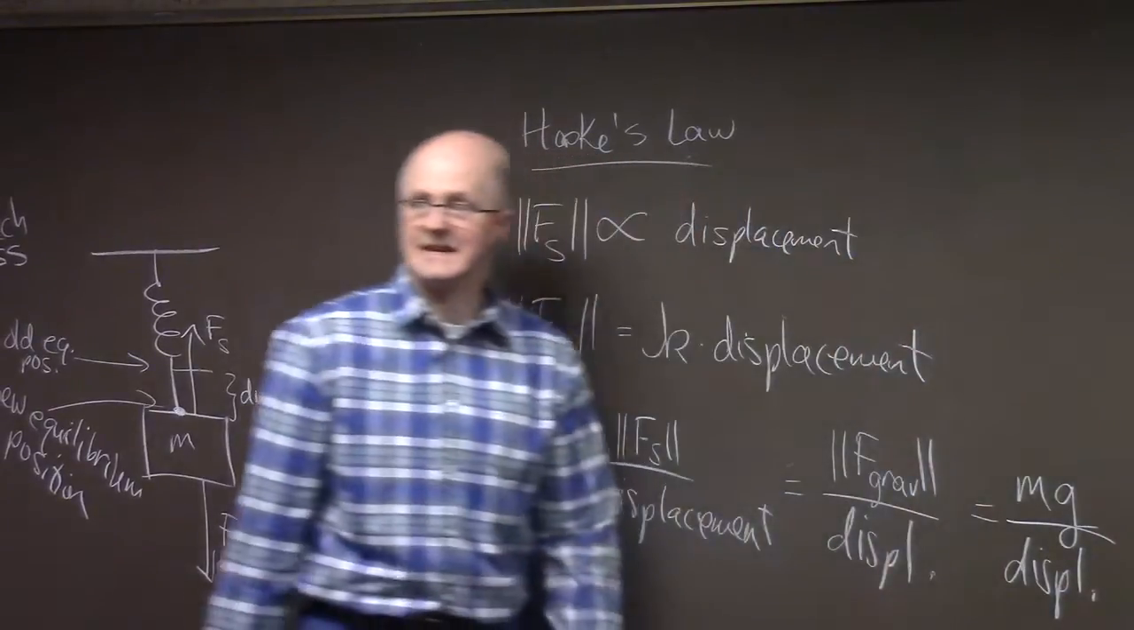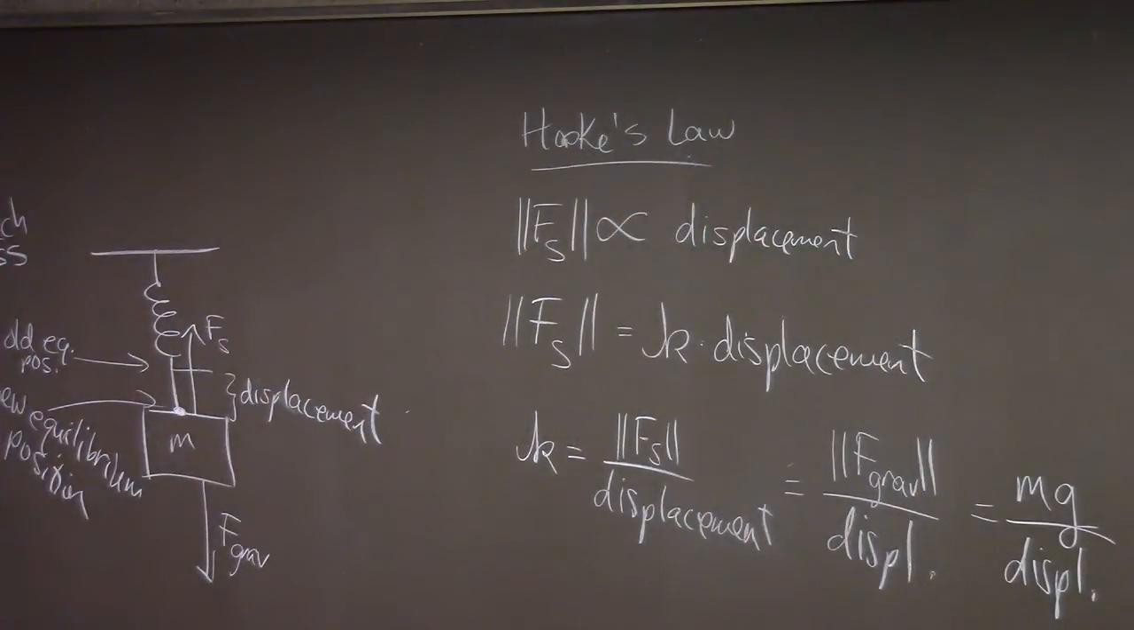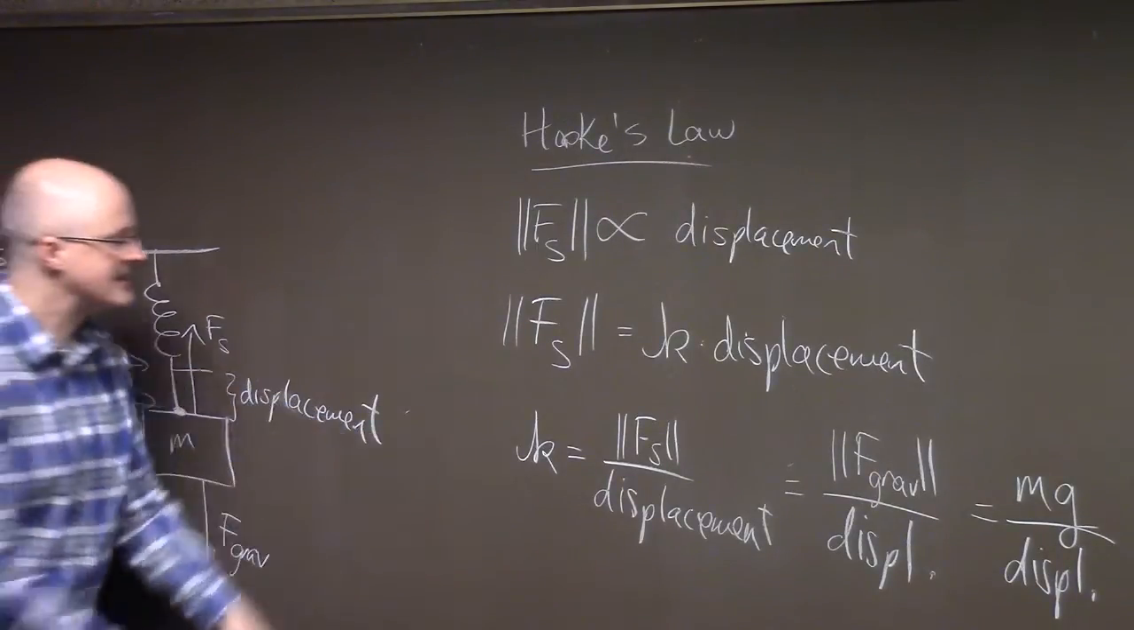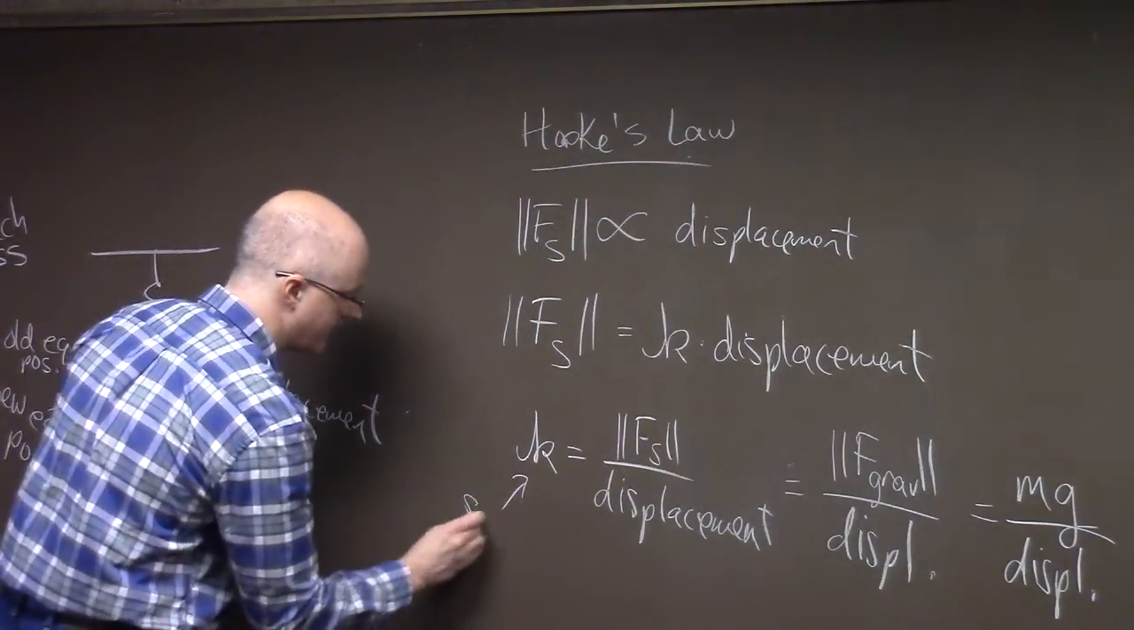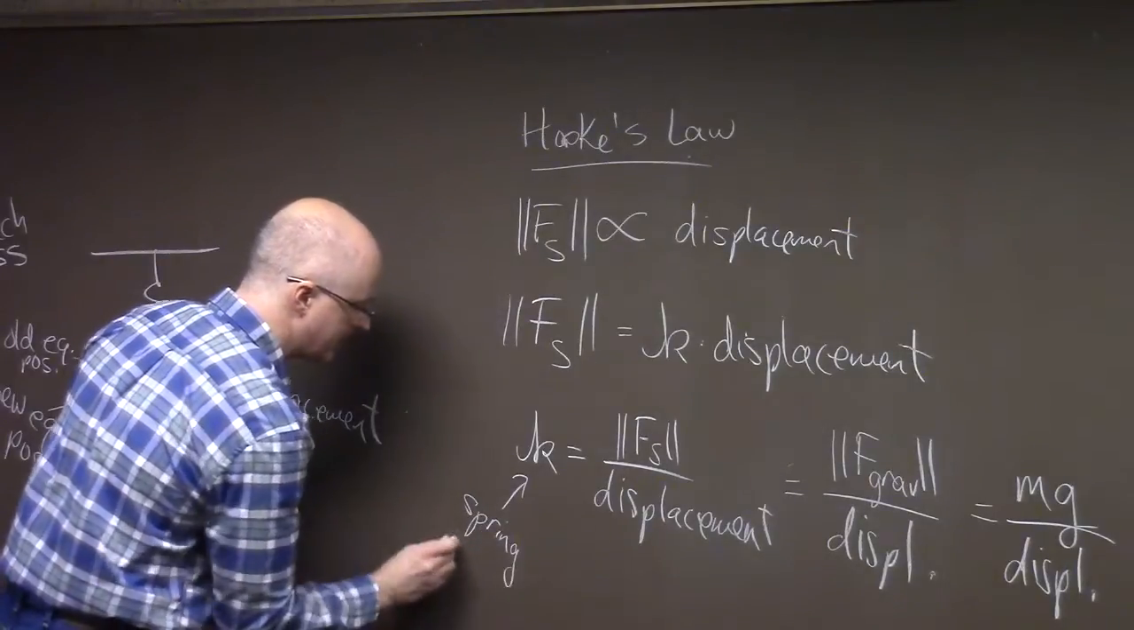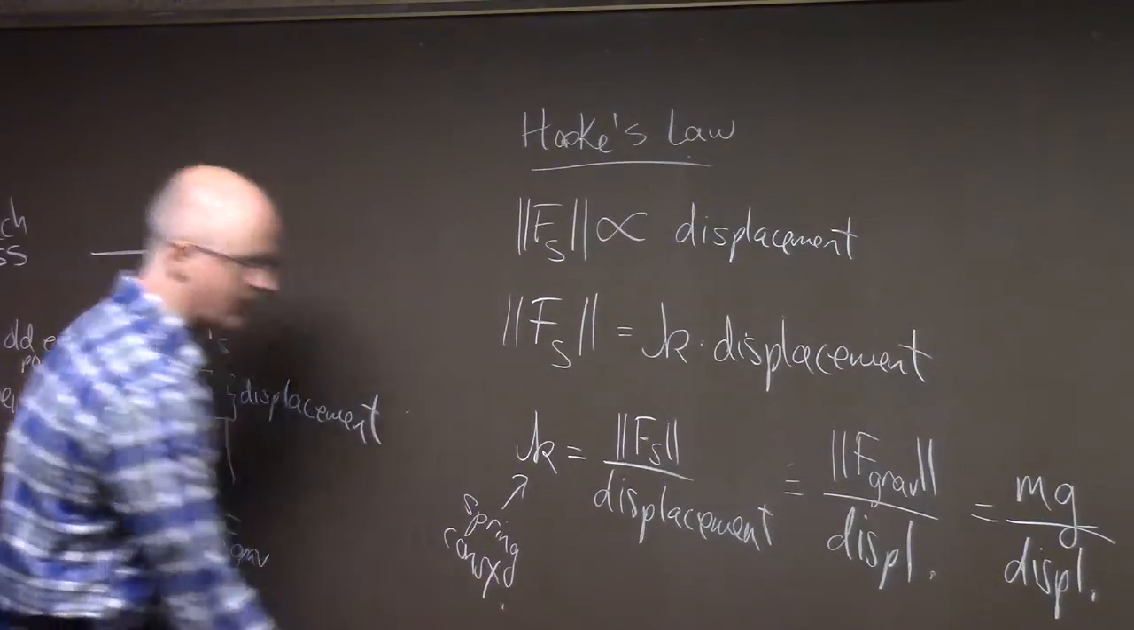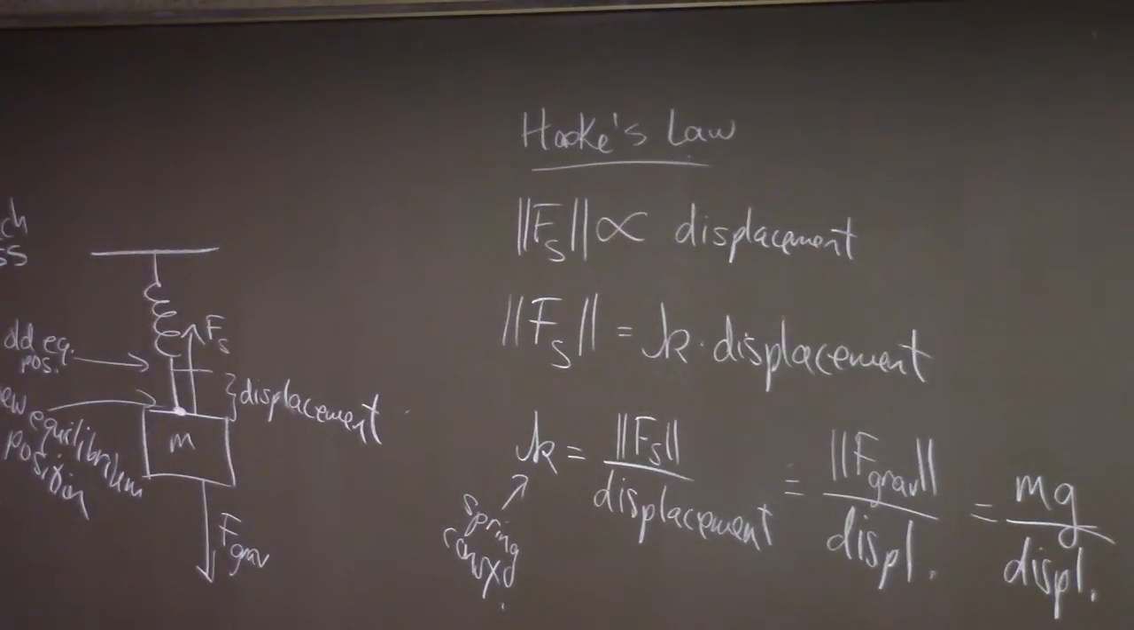Where g is the acceleration due to gravity, about 9.8 meters per second, every second. 9.8 meters per second squared. So that's how you figure out the k. This is called the spring constant. And it's going to be different for different springs.